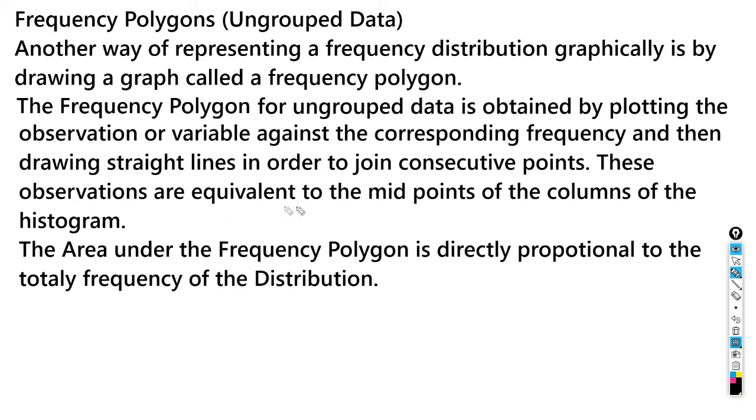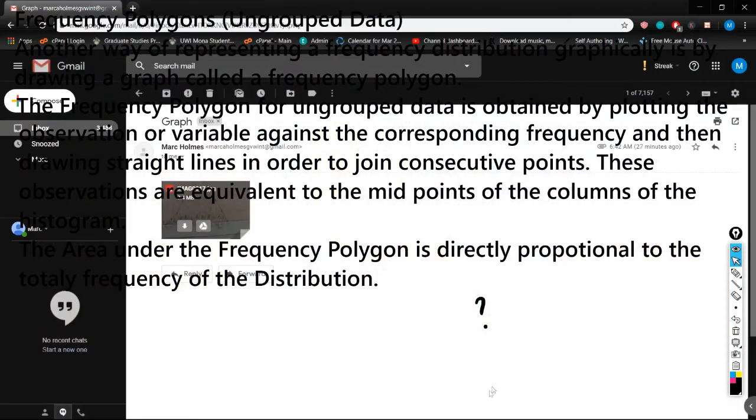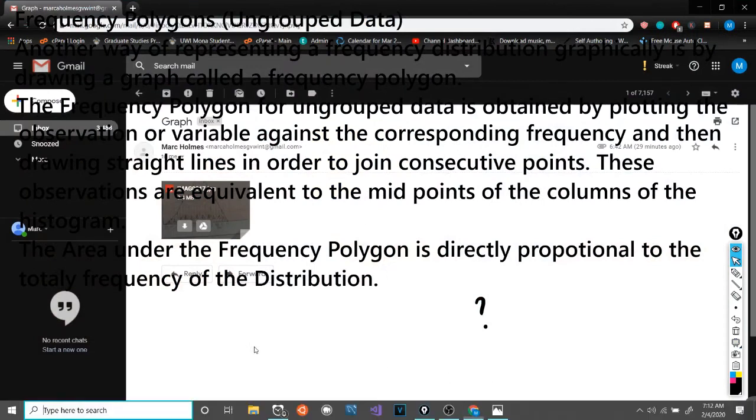These observations are equivalent to the midpoints of the columns of the histogram. So the area under the frequency polygon is directly proportional to the total frequency of the distribution. So what does this mean, guys? It's easy to read this, but what does this really mean, right? What we're going to do is look at an example of a frequency polygon right away.